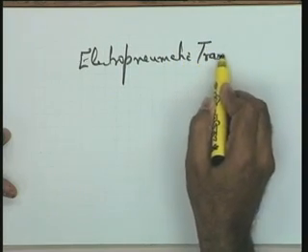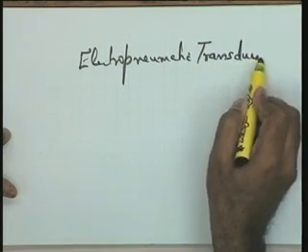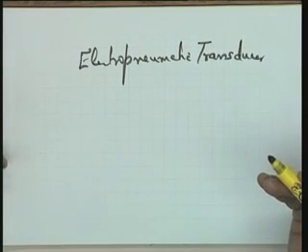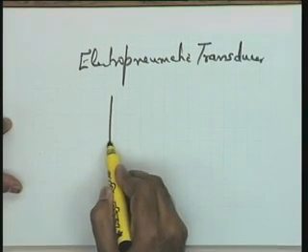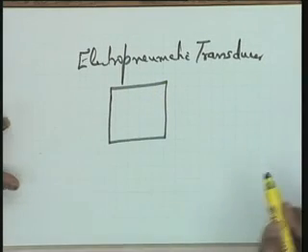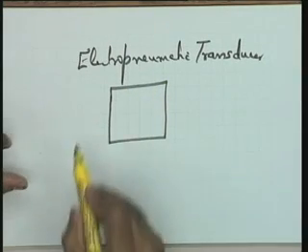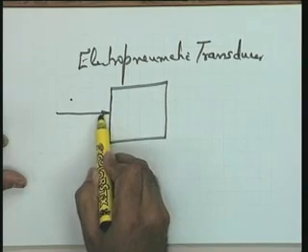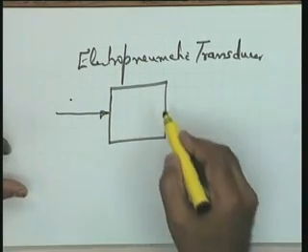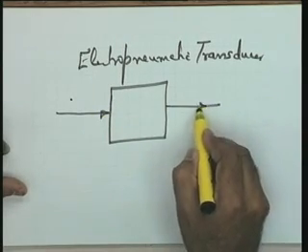The construction and working is so similar to the electro-hydraulic valve that I can avoid the discussion, please. Electro-pneumatic transducer, I will give you the block diagrammatic description. So, this is the device. The input to this electro-pneumatic transducer is an electrical signal, and the output is a pneumatic signal.